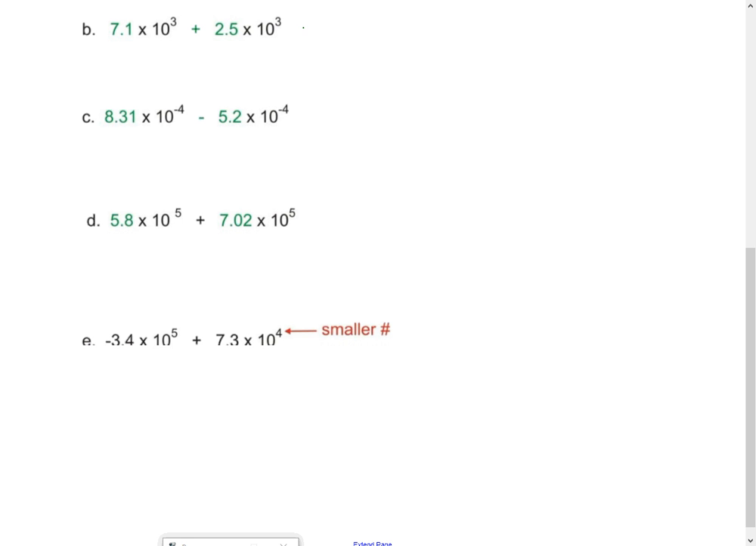Just for clarity's sake, I'm going to take my green and do the coefficient part. 7.1 plus 2.5. Those were the fronts. Do you agree? Now, whatever that adds up to, it's still, I'm going to take my blue now, times 10 to the third. 7.1 of the times 10 to the third plus 2.5 of the times 10 to the third equals, what is that, 9.6 times 10 to the third. Final answer. That wasn't too hard.